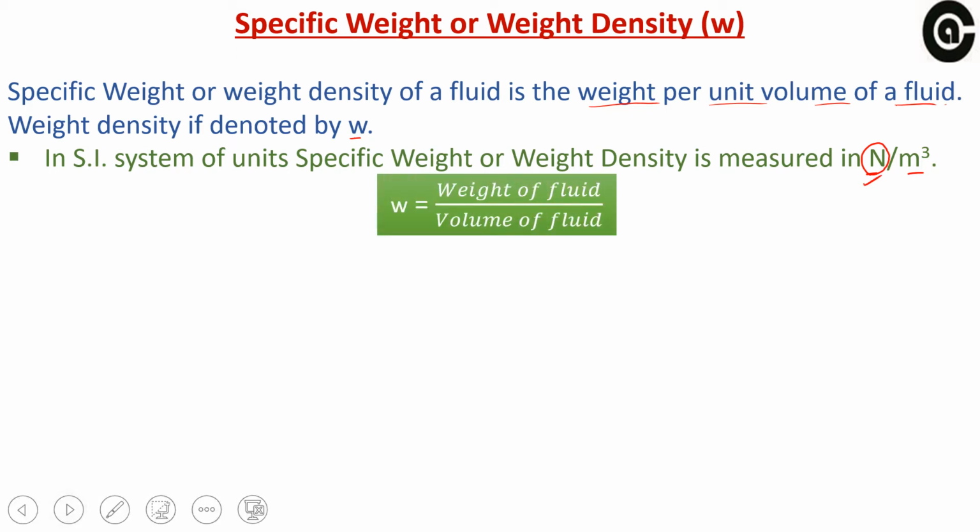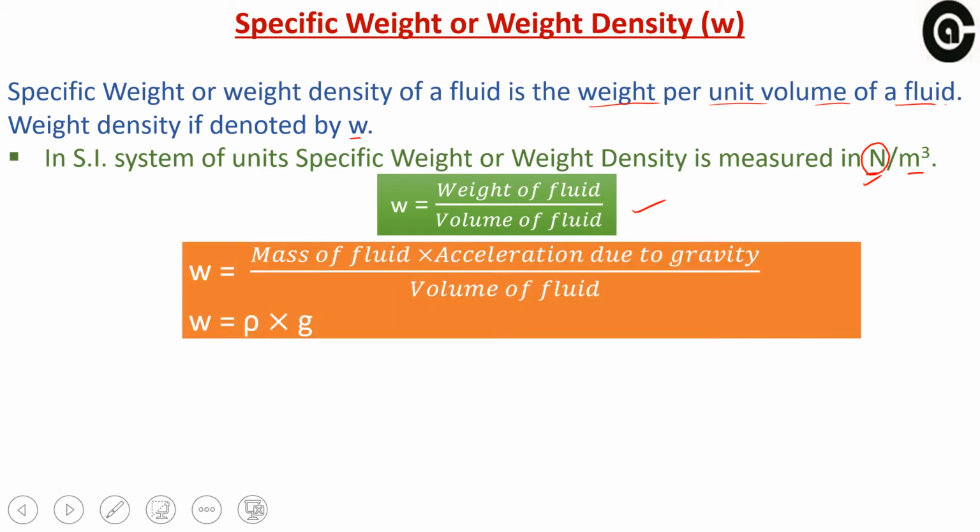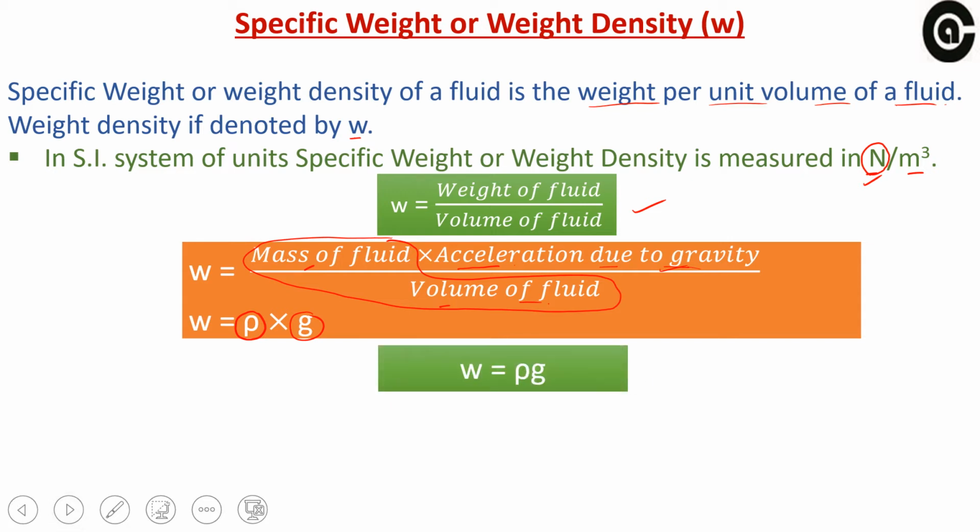So mathematically we can represent weight density as weight of fluid to the volume of fluid. Now weight can be defined as mass into acceleration due to gravity, upon volume of the fluid. Now we know that the ratio of mass to the volume of the fluid, mass upon volume, is mass density, that means rho, and acceleration due to gravity is g. So we can represent the weight density as w equals rho g.